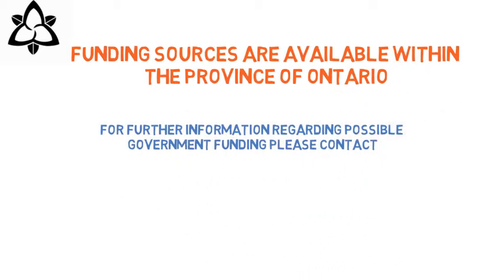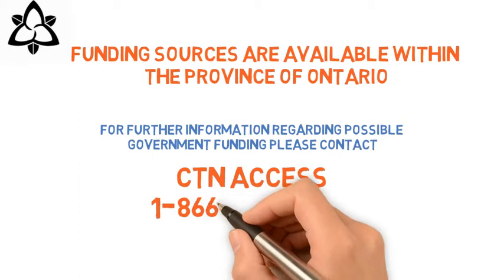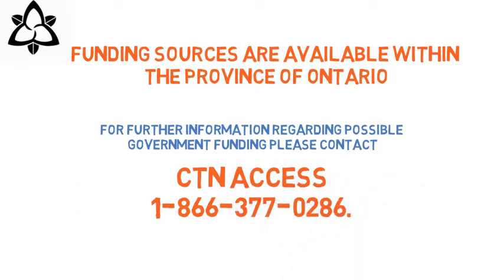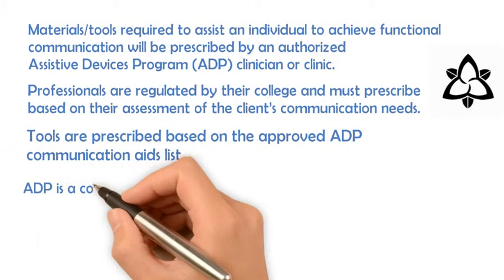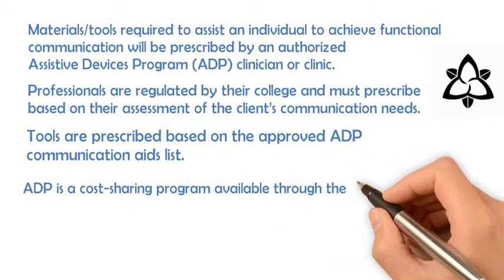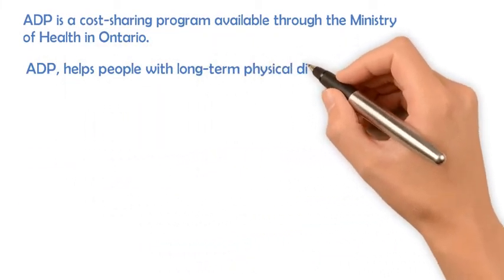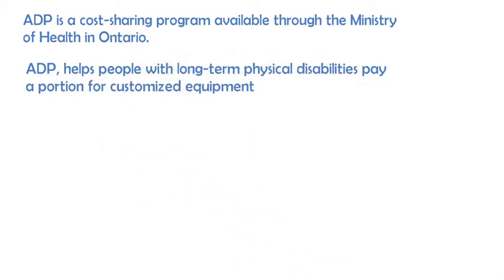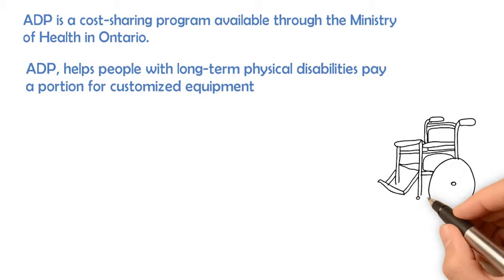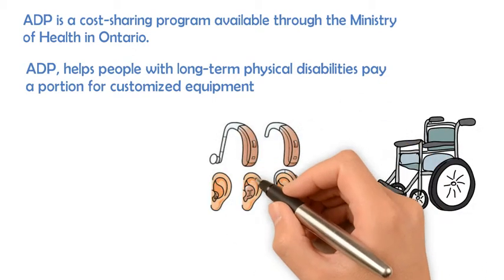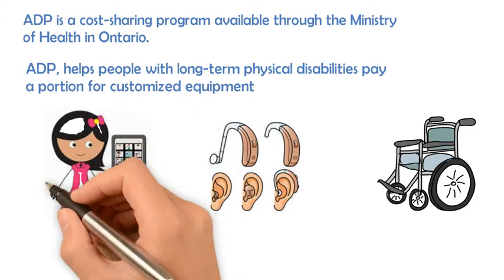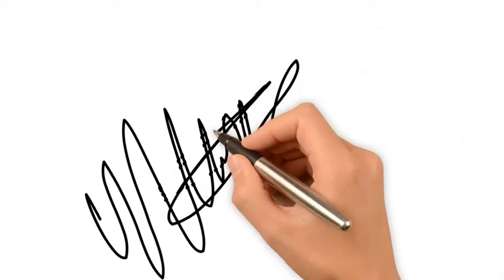If you would like further information regarding possible government funding, please contact CTN Access at 1-866-377-0286. The Assistive Devices Program is a cost-sharing program available through the Ministry of Health in Ontario. ADP helps people with long-term physical disabilities pay a portion of customized equipment, like wheelchairs, hearing aids, and communication aids. All ADP forms require a doctor's or nurse practitioner's signature. The address for the ADP website is available at the end of this e-module.